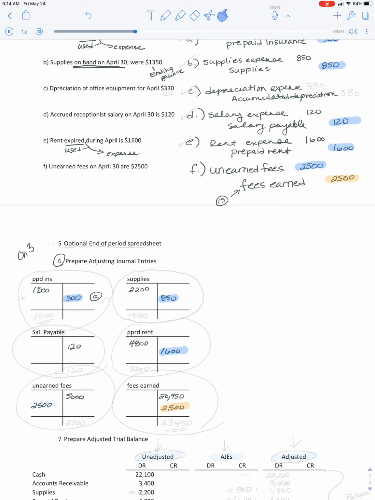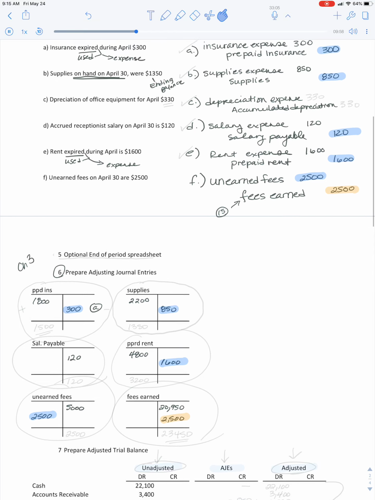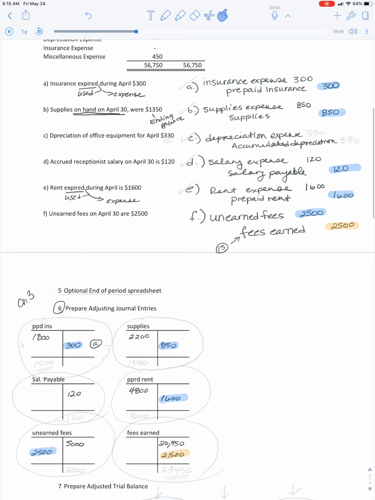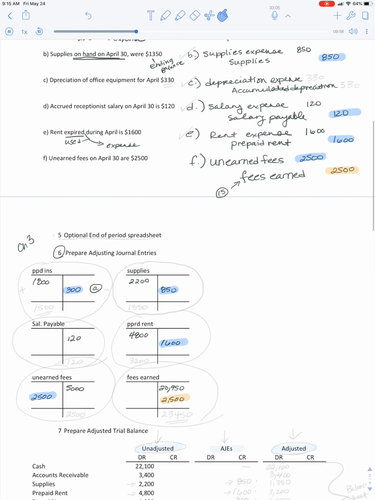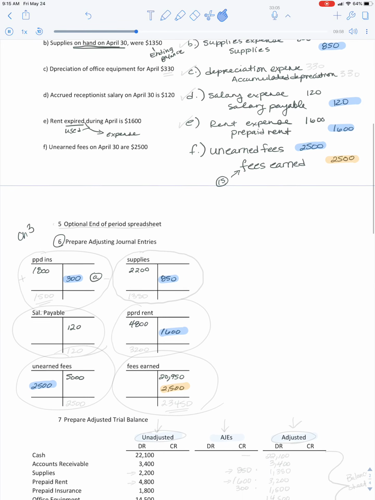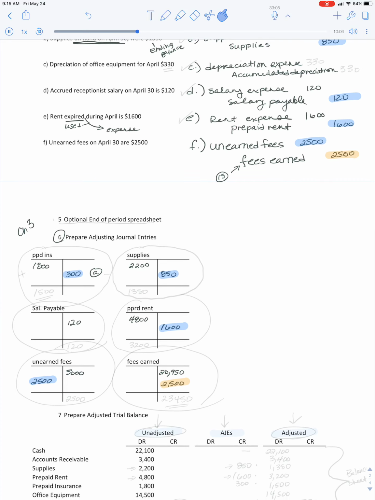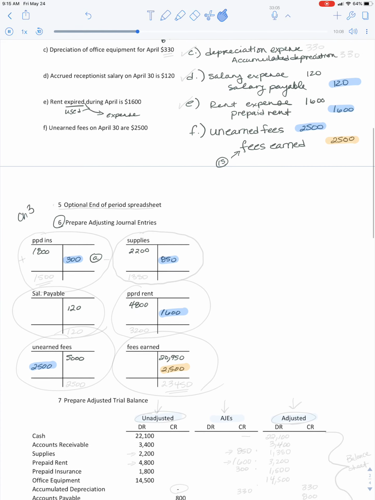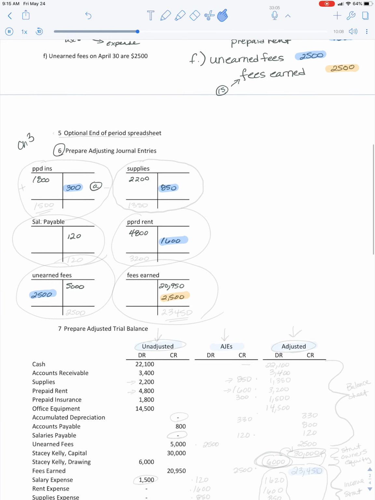Okay, so now that we've posted all of our journal entries to a T account, we've gotten through step number 6, which is prepare adjusting journal entries, and then we've put them in T account so that we can see how they affect the ending balances. So let's rebalance all of our balance sheet accounts here that were affected.